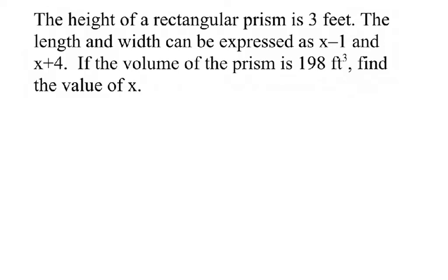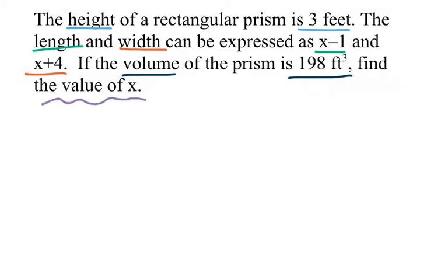Okay. You can read this one. So pause the video until you've read it all. If you haven't, sorry. Okay, so the height of a rectangular prism is 3 feet. The length can be expressed as x minus 1. The width can be expressed as x plus 2. The volume of the prism is 198 feet cubed, and we want to find the value of x.